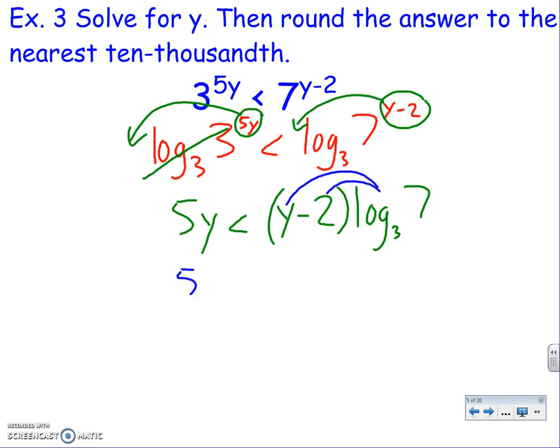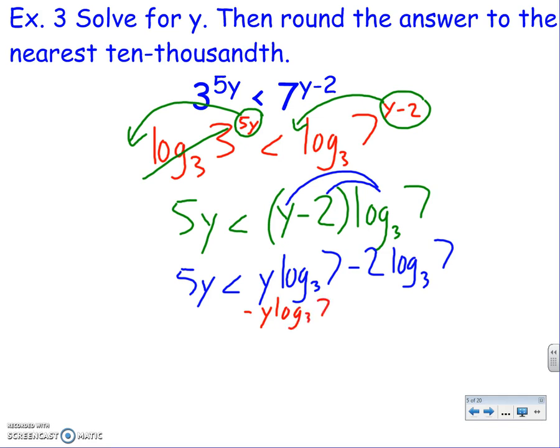So the left side is this. The right side is y times log base 3 of 7 minus 2 log base 3 of 7. I need to get y on one side, so I can subtract y log 3 of 7 both sides. All right, so I'm at 5y minus y log 3 of 7 is less than negative 2 log 3 of 7.